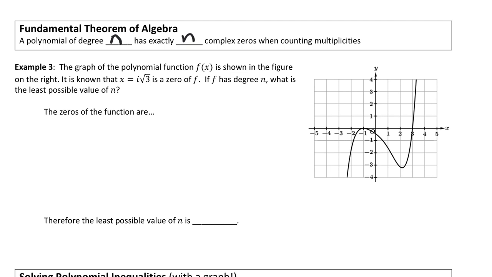So example 3 says, the graph of the polynomial function is shown in the figure on the right. It is known that x equal to i square root 3 is one of the zeros of f. If f has degree n, what is the least possible value of n? That's a lot of information. Let's just take a look at the graph itself. How many zeros do you see on the graph?